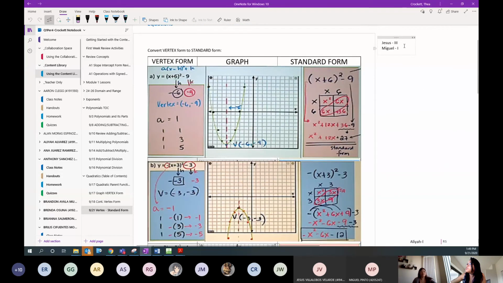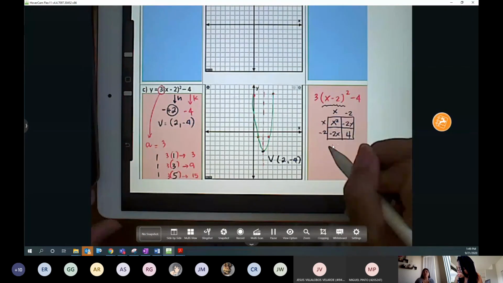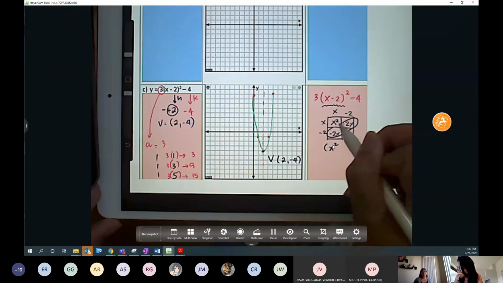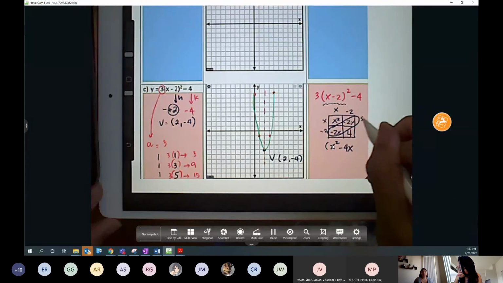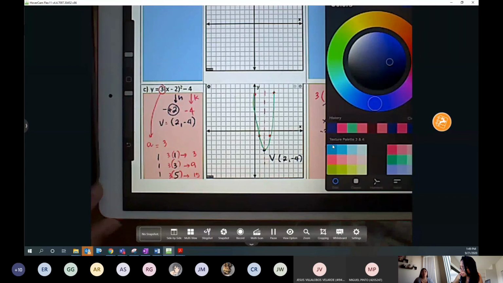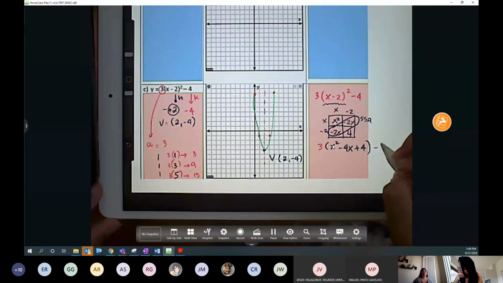Jesus, how many was that? You got 4. All right. So these answers will be inside the parentheses: x squared, and that would be negative 4x because you're going to add them, same signs add. And then plus 4. Put it inside the parentheses and then put the rest of the equation. We have a 3 outside and we have a minus 4.